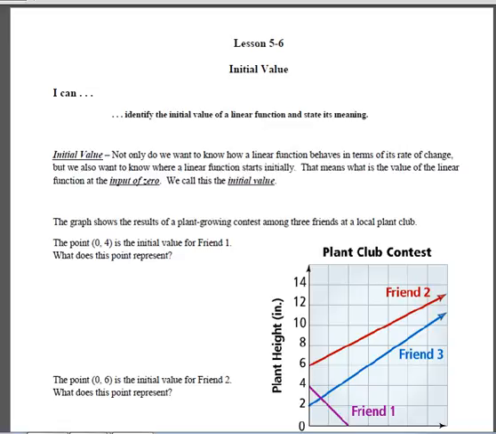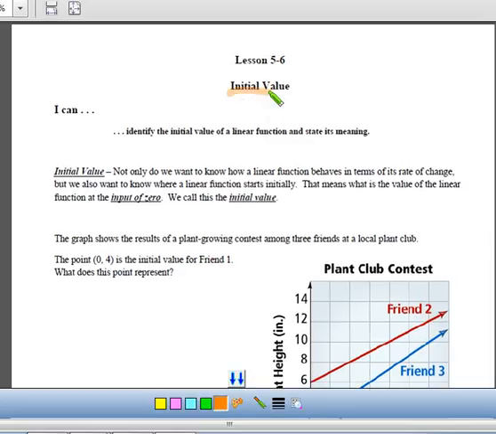And this lesson is about initial value. We've actually already talked about this and learned a little bit about it. The target for this is I can identify the initial value of a linear function and state its meaning. So up till now we've been focusing on the slope or the rate of change. Now we're going to focus on the initial value and what that means. So let's read a little bit more about this.